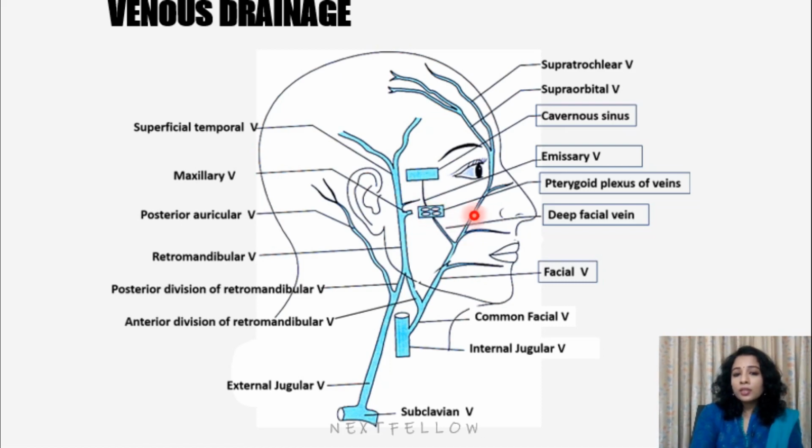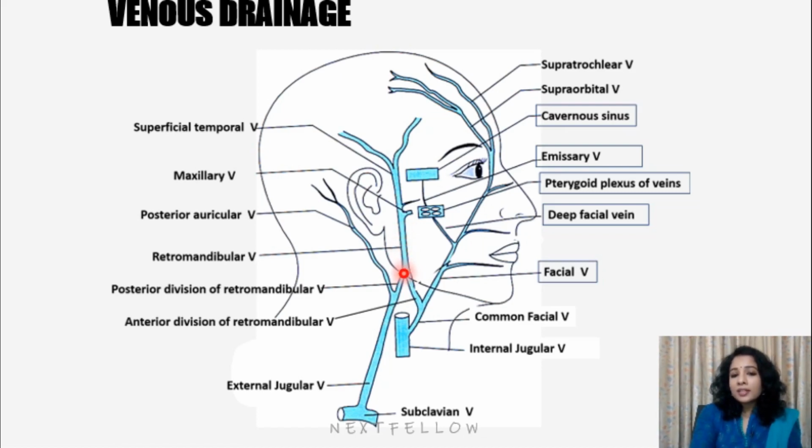So that is about the deep facial, and we can see the facial vein finally joins with the anterior division of the retromandibular vein to form the common facial vein, which drains into the internal jugular vein. The other veins of the scalp are the superficial temporal veins. Superficial temporal veins join with the maxillary vein to form the retromandibular vein. Retro means behind. So the vein is present behind the mandible within the substance of the parotid gland. So it is called the retromandibular vein.